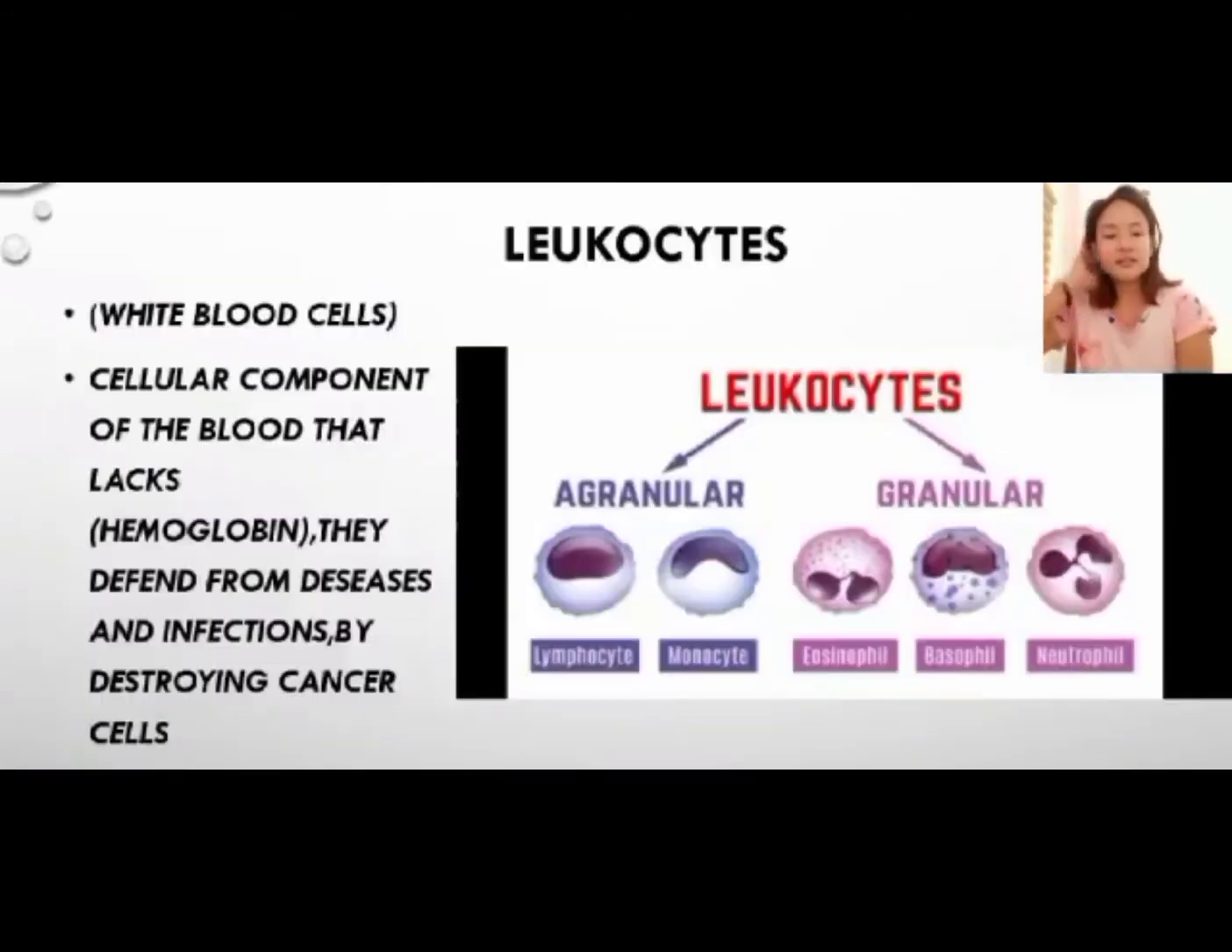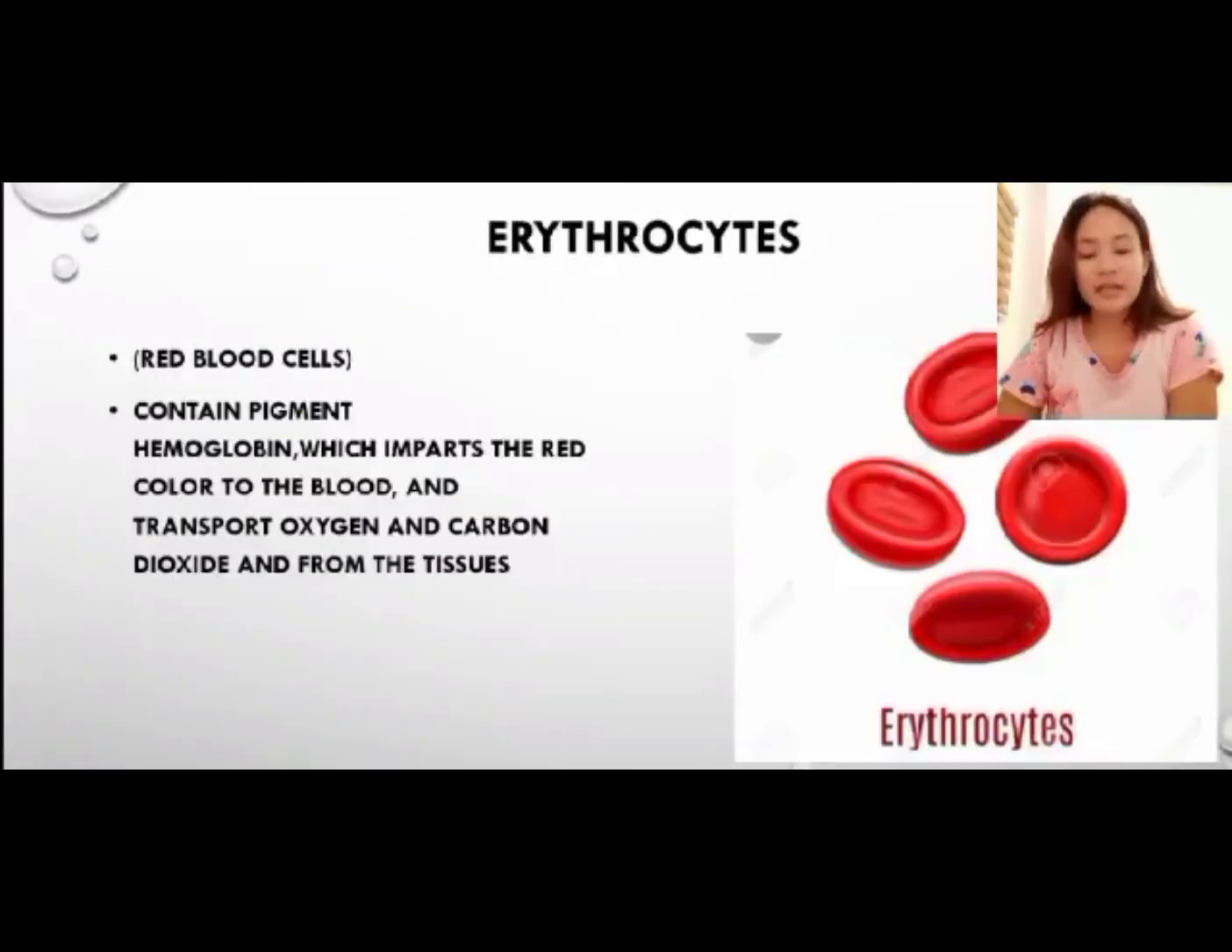Differential white blood cells. First is leukocytes. Leukocyte is a white blood cell. It is a cellular component of the blood that lacks hemoglobin, defends from diseases and infections by destroying cancer cells. Leukocytes have lymphocyte and monocyte, and from the granular, eosinophil and basophil and neutrophil. Erythrocytes. Erythrocytes are red blood cells that contain pigment hemoglobin, which imparts the red color to blood and transports oxygen and carbon dioxide from the tissues.